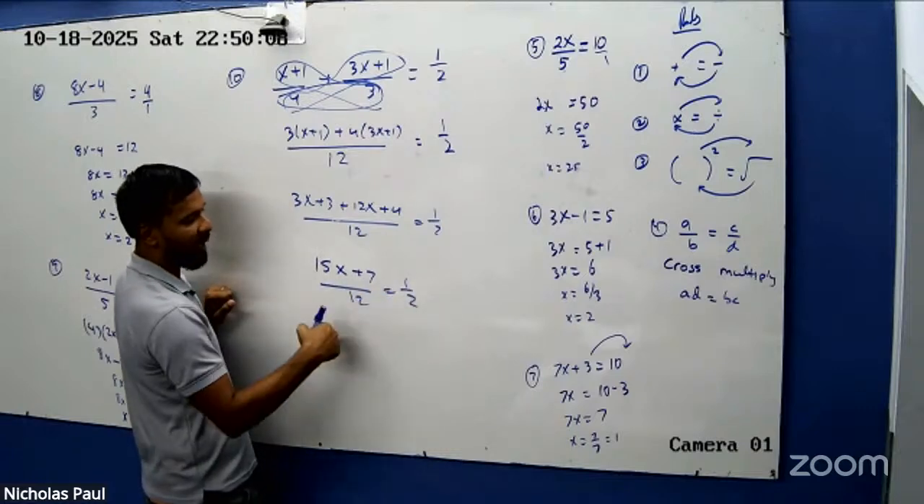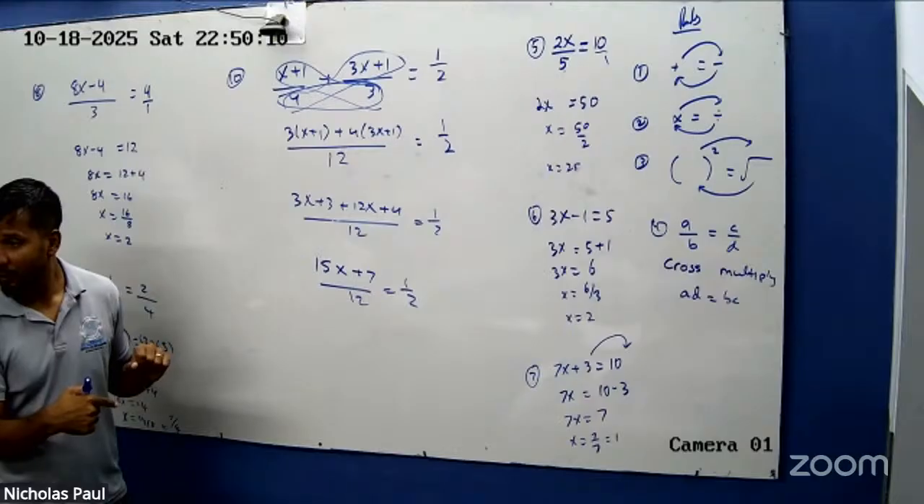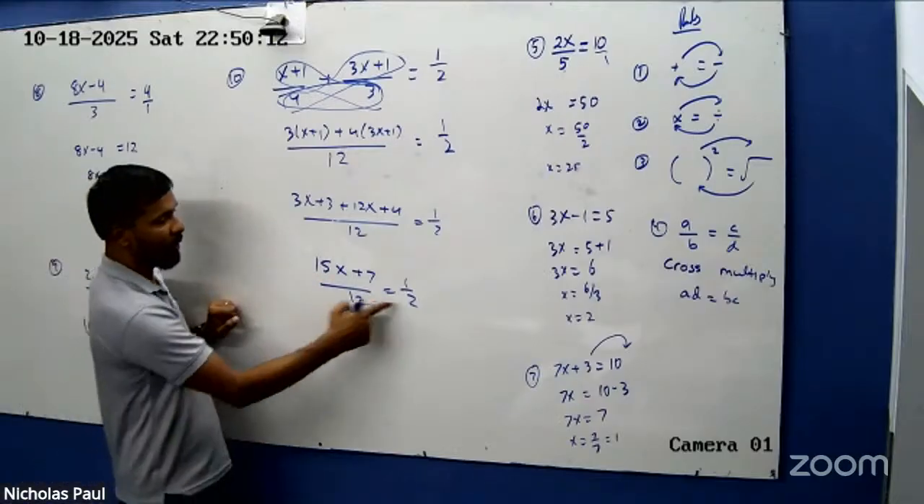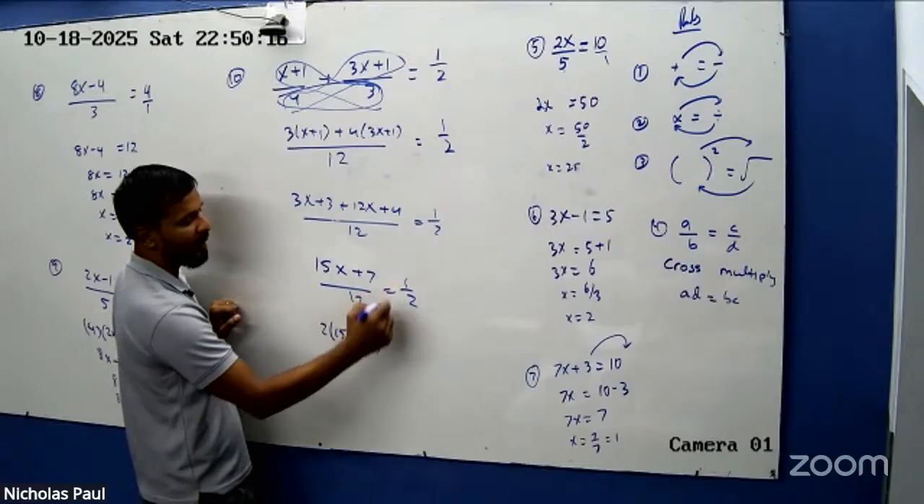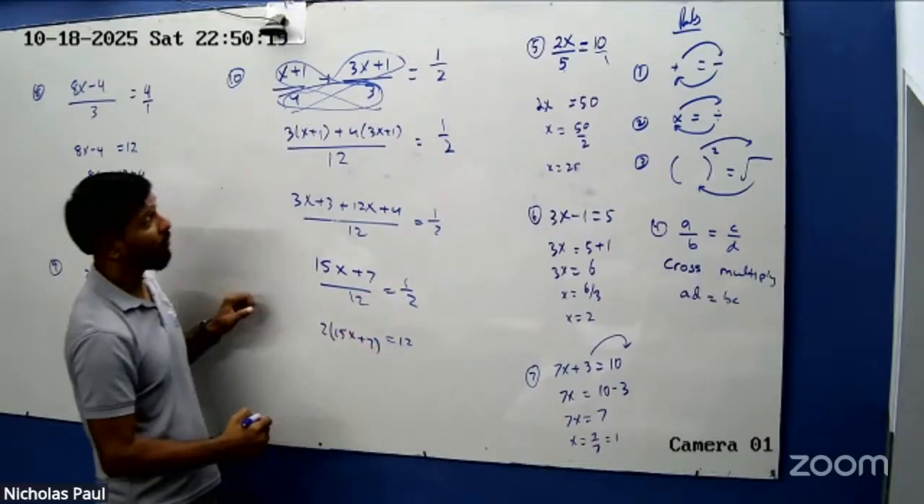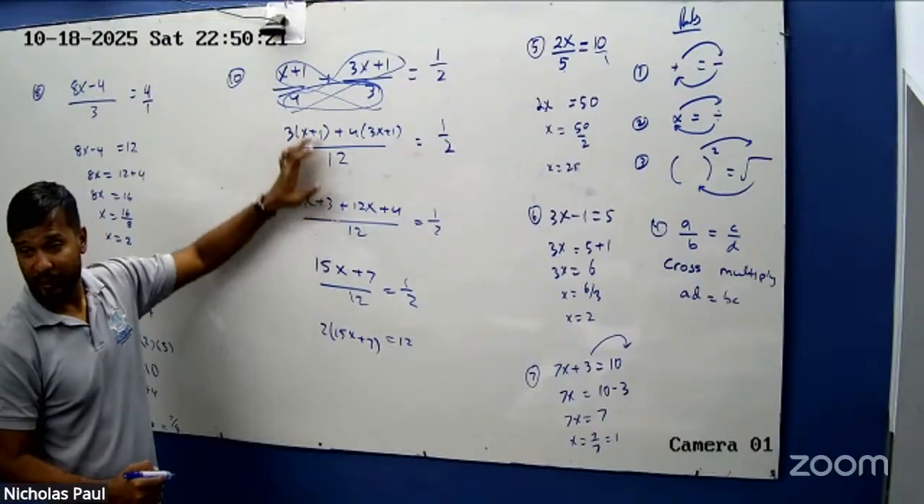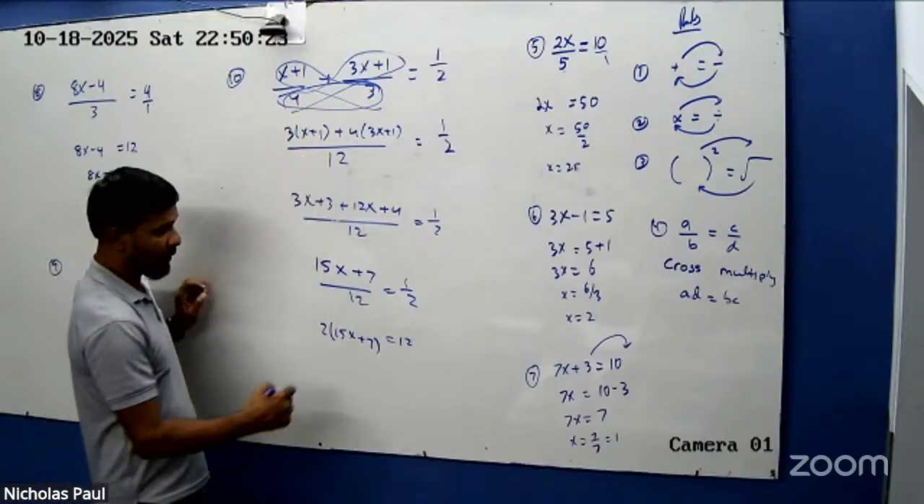Cross multiply now. Can we do that? Can we cross multiply now? 2 by this, 12 by this. Right? You're okay with this? This is what we did a few weeks ago, right? And now multiply this out.